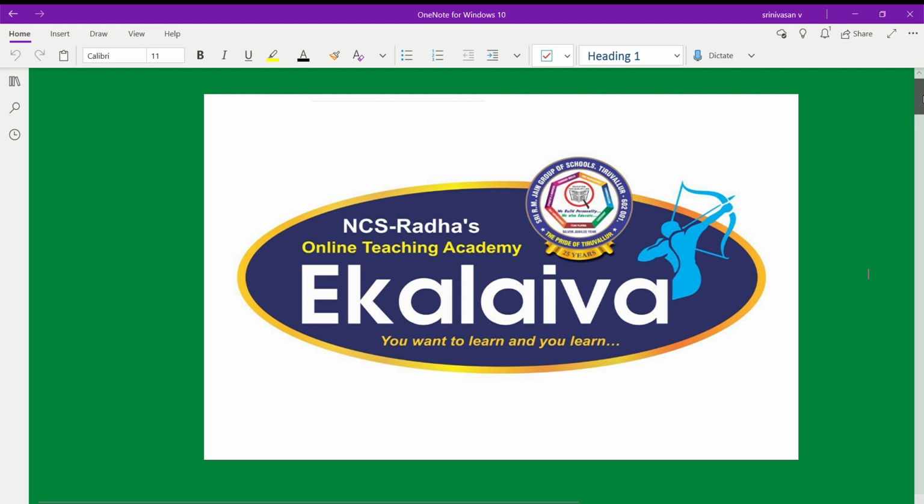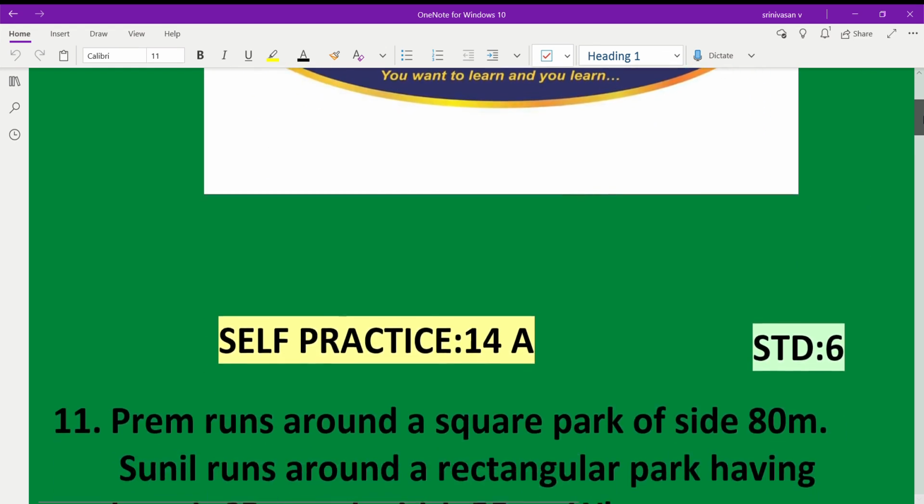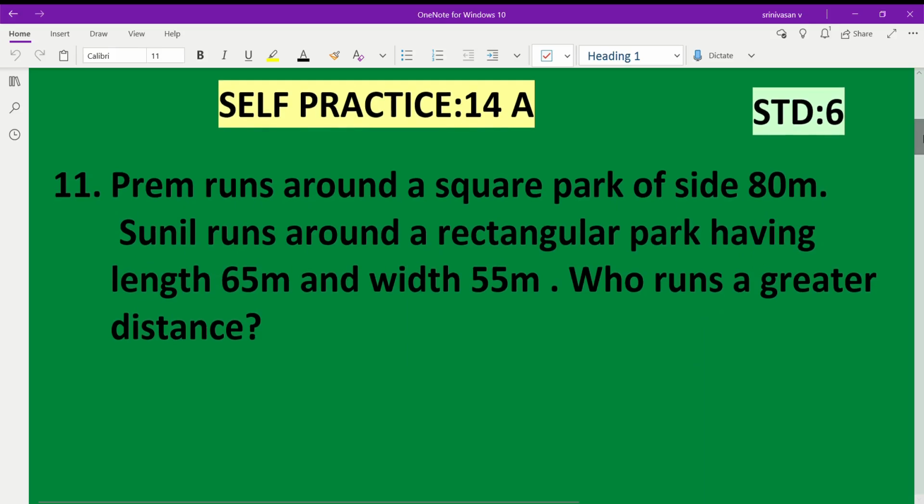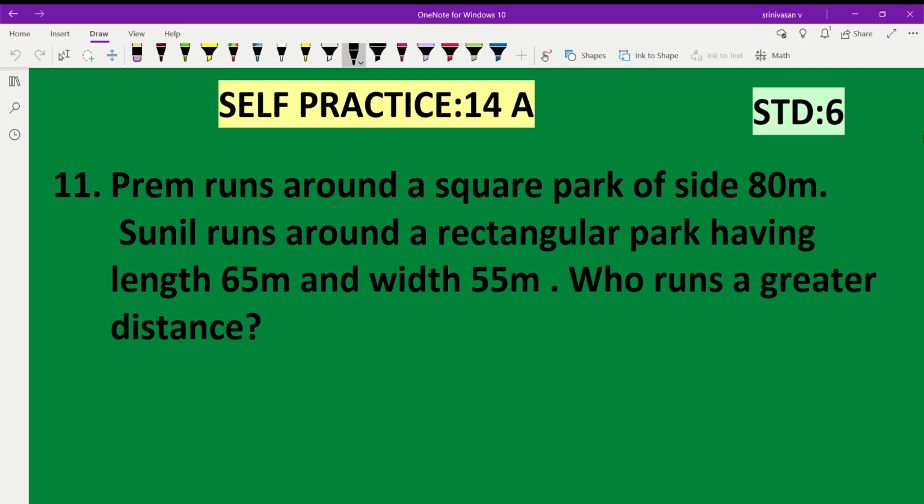Today we are going to practice exercise 14A from 11th sum. First we will read out the question. Prem runs around a square park of side 80 meter. Sunil runs around a rectangular park having length 65 meter and width 55 meter. Who runs a greater distance?